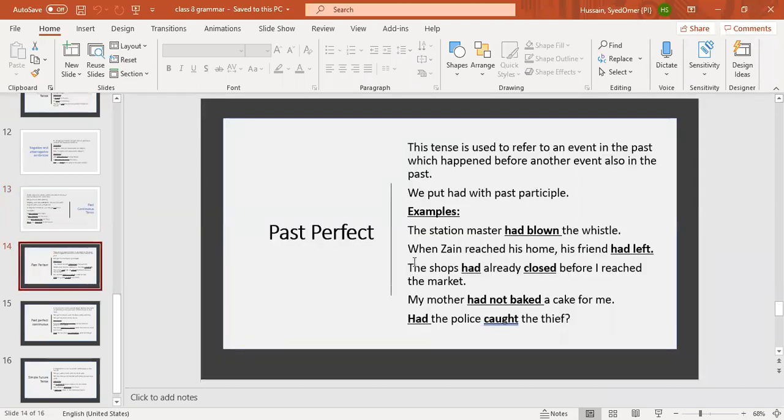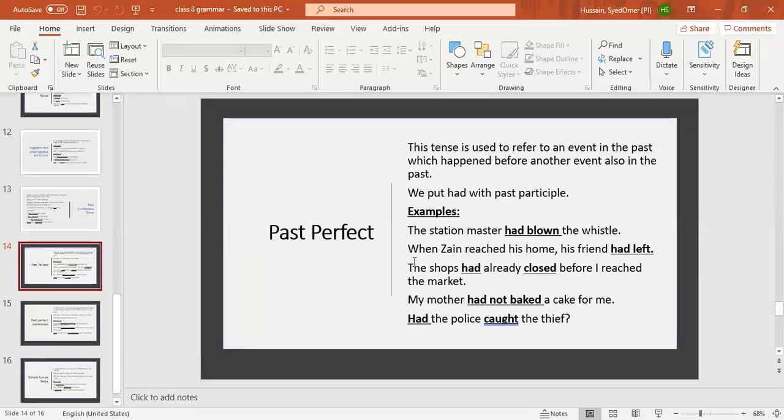Past perfect. Now students, past perfect represents an action which happened before another event in the past. Means an action which was completed in the past. It's very simple. Like in present perfect, we put has and have with the third form of verb. In past perfect, we put had with the third form of verb, because the past tense of has and have is had. Had comes with both singular and plural subjects.